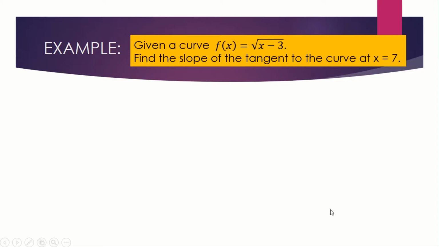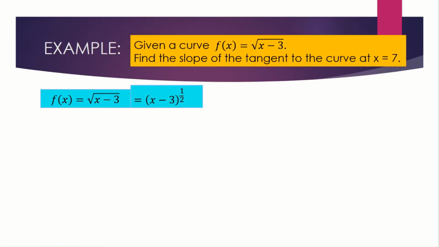Example 1: we want to find the slope of a tangent line to the curve f(x) equals square root of x minus 3 at the point x equals 7. So this is our f(x), equal to the square root of x minus 3. We need to write it in powers, using the power rule. So we write it as (x minus 3) to the power of half.